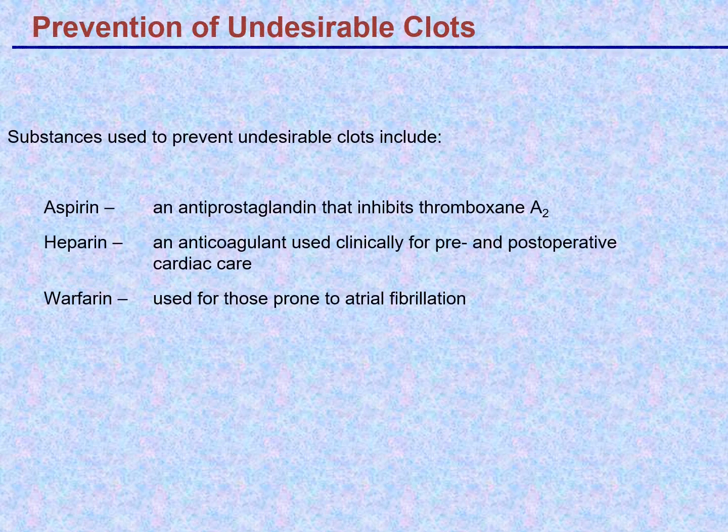Can undesirable clots like thrombi and emboli be prevented? Yes, there are a number of drugs that prevent it. Aspirin has inhibitory effects on thromboxane A2, so it can prevent undesirable clotting. Heparin, which, yes, is produced normally by the endothelial cells lining the bloodstream, is also available as a drug, a pharmaceutical agent. It can be used as an anticoagulant.